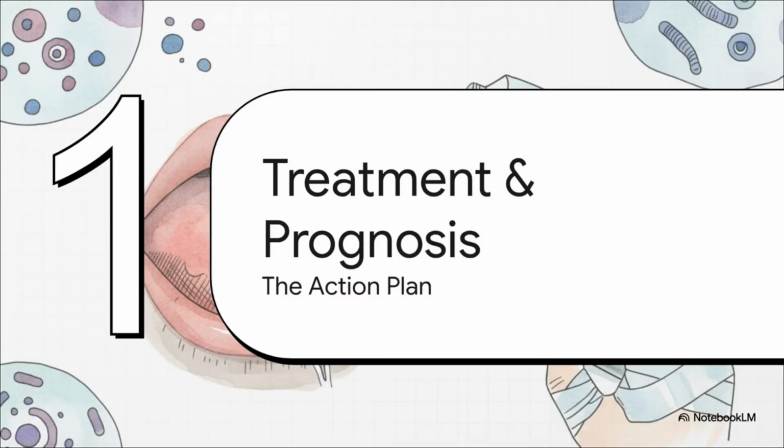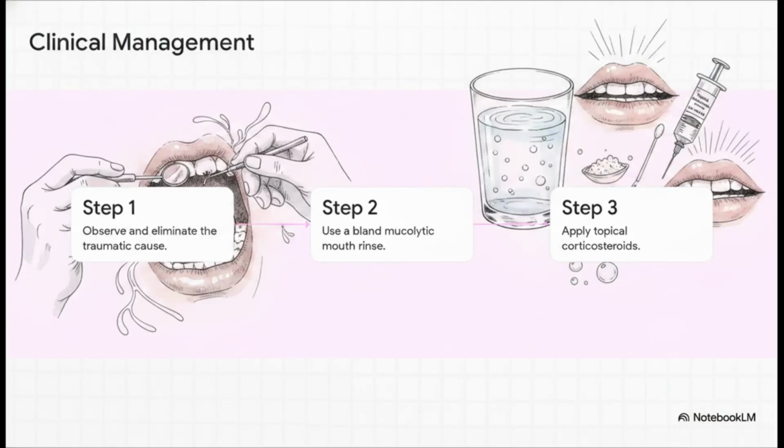And that brings us to our final step, Section 5. Treatment and prognosis, the action plan. Let's execute our clinical management based on all this evidence we've gathered. Your initial treatment needs to follow a really strict, logical algorithm. Step 1 is obvious but weirdly overlooked. Observe the area and completely eliminate that traumatic cause.